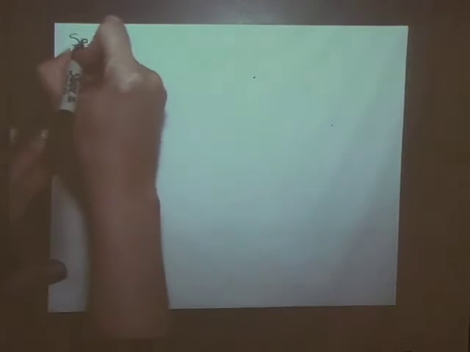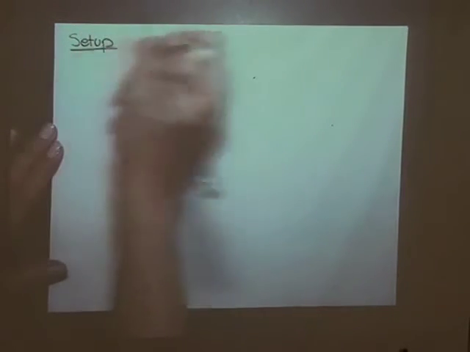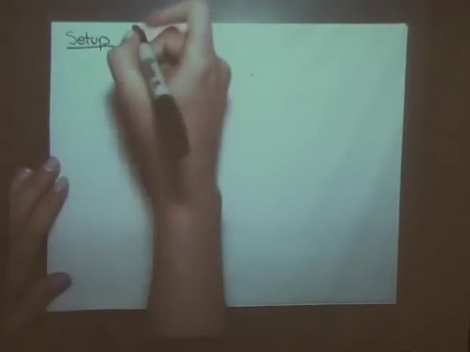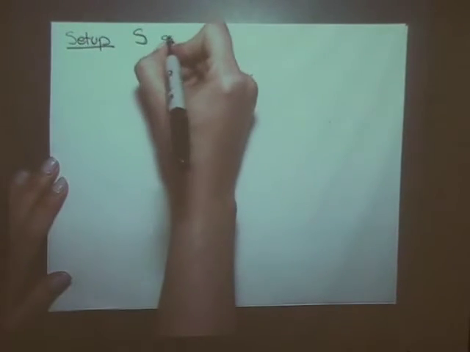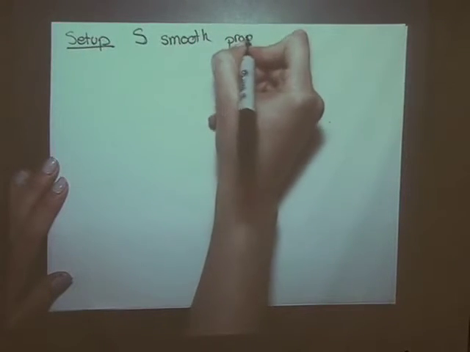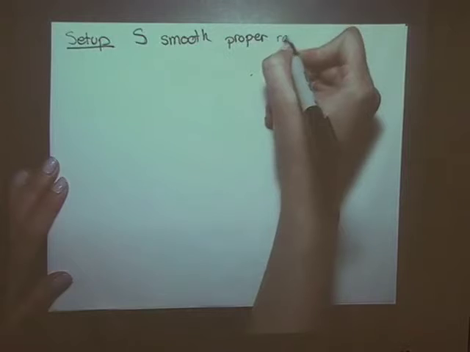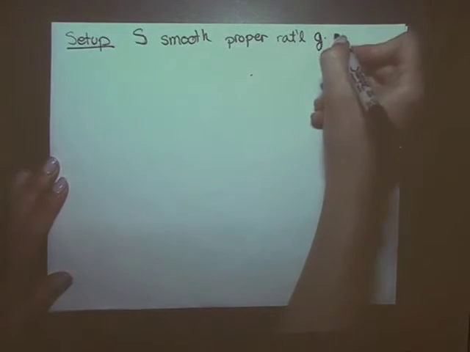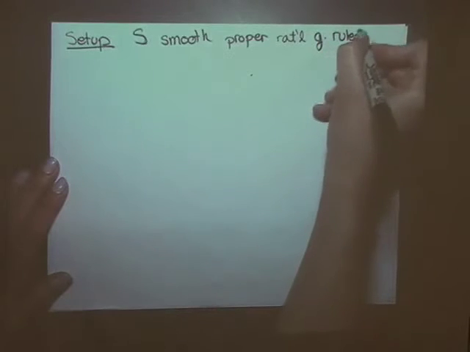Okay, so this is the idea. We're getting as much as we can out of these two tools. So what's the setup? We're going to let S be a smooth, proper, rational, geometrically ruled surface. So what do I mean by geometrically ruled?